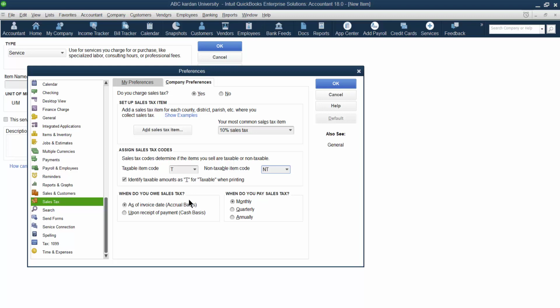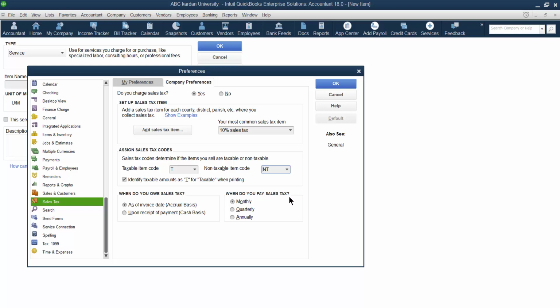When do you owe sales tax? As of the invoice date, accrual basis, or upon the receipt of payments. It depends on your business, whether your company follows the accrual basis of accounting or the cash basis of accounting. Cash basis of accounting means revenue and expenses are considered only when cash is paid or received. On accrual basis, it depends on the transaction. When the transaction is incurred in the business, it is considered as revenue as well as expenses, no matter whether cash is received or not. So which accounting method do companies follow now? The accrual method of accounting, as it is one of the principles of accounting.